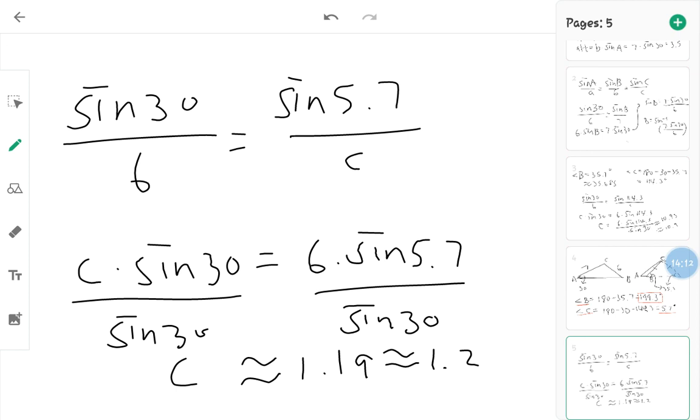Okay, so this is example 3, and I want you guys to work on exercise 19 by yourself.